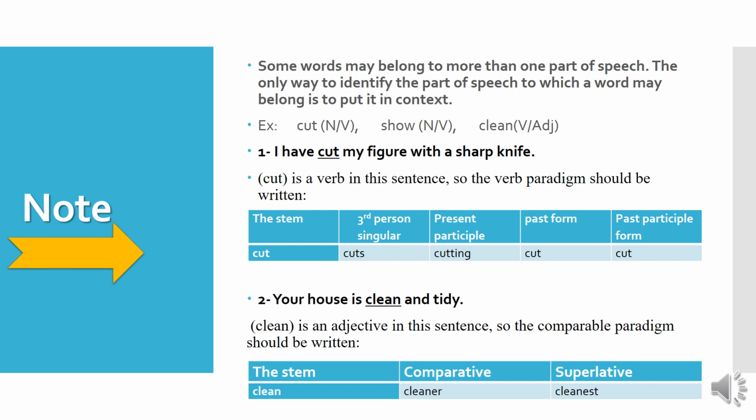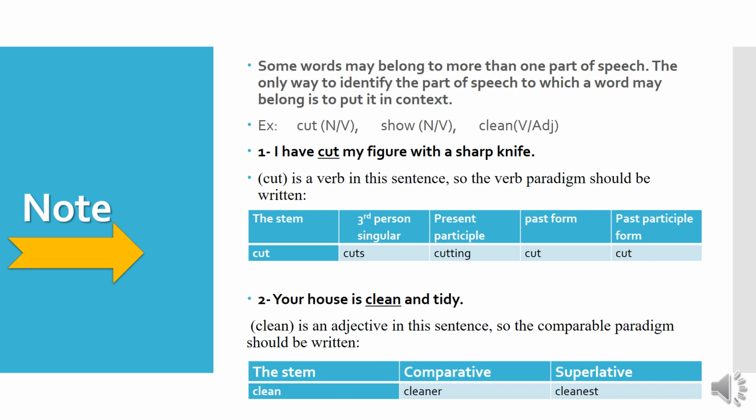For example, we have words like cut, which can be a noun or a verb. Show can also be a noun or a verb. And clean can be a verb or an adjective. In order to identify or write the inflectional paradigm of each one of these words, we have to identify its part of speech. To do that, we have to put the word in context.